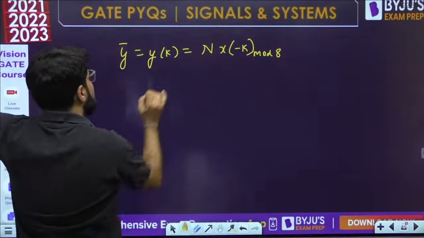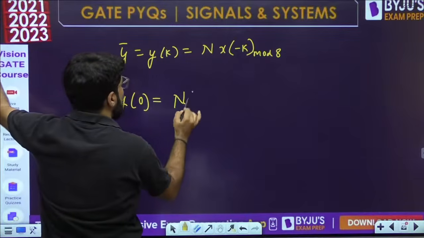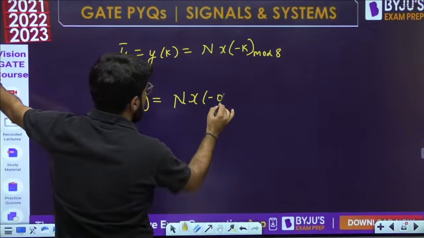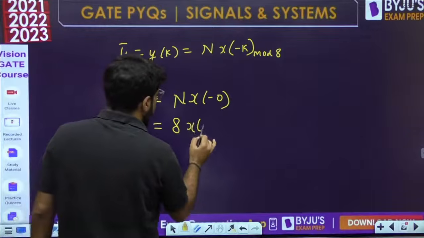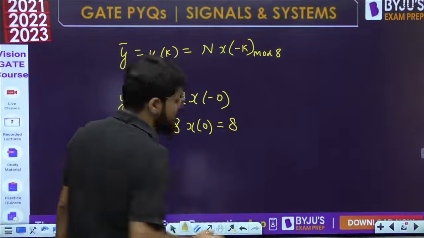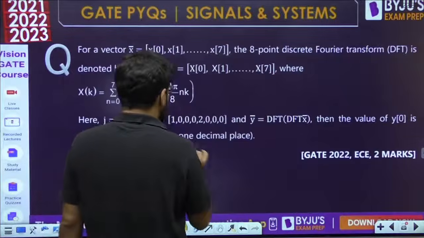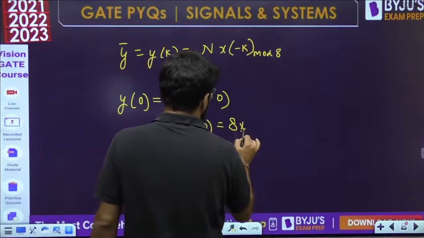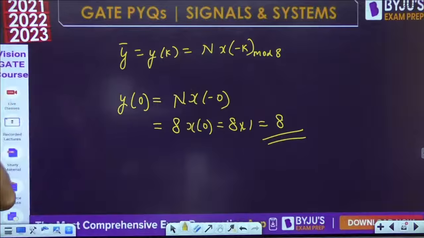But हमें नहीं चाहिए ना result. What I only want is y0. ये लीजिए y0, nx of minus 0, that is n का value 8 है. x minus 0 is x0. What is the value of x0? Complete signal भी निकाल सकते हैं, but right now let us focus on the answer. The first value is equal to 1, and so the answer is 8. Question is complete. Answer is 8 and the question is complete.